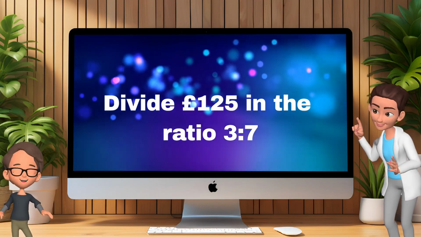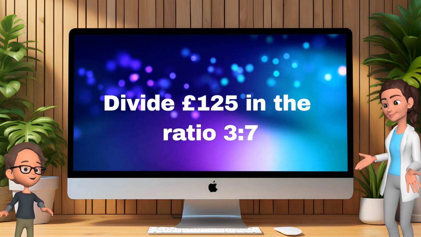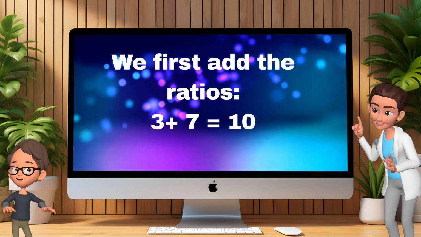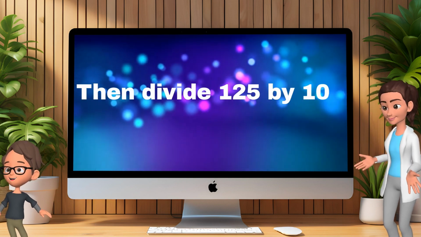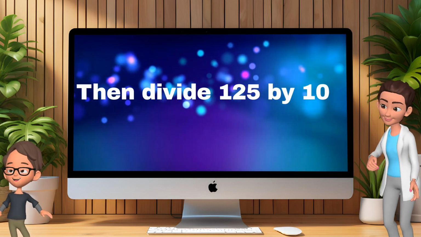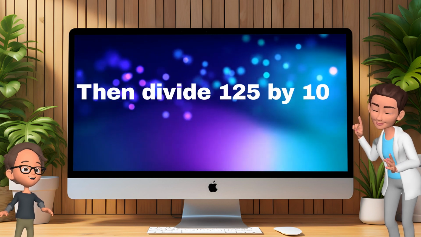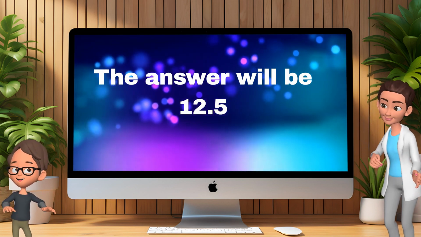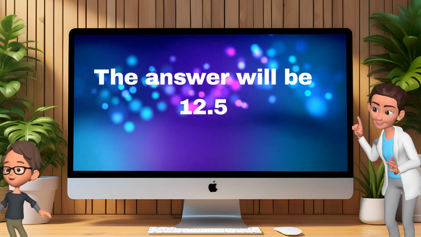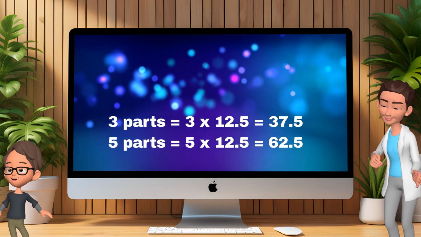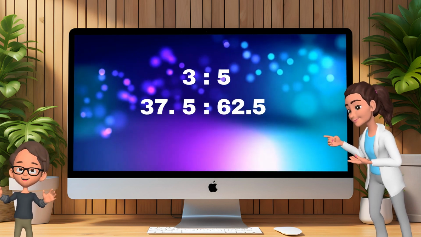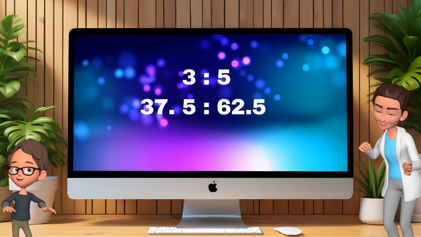Here we have to share 125 pounds in the ratio 3 to 7. We add the numbers in the ratio together to get 10. This tells us that 125 has to be shared into 10 parts in total. We then divide 125 by 10, which gives 12.5. One part is 12.5, so 3 parts will be 37.5 and 7 parts will be 87.5. Then we write the final answer in this way.